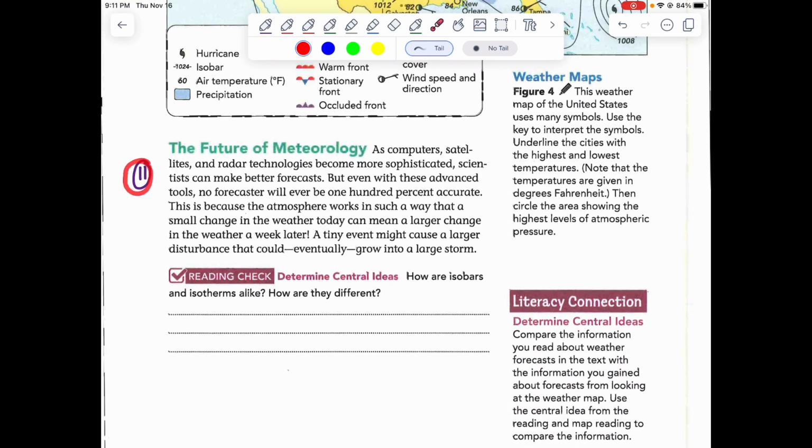Paragraph 11. The future of meteorology. As computers, satellites, and radar technologies become more sophisticated, scientists can make better forecasts. But even with these advanced tools, no forecaster will ever be 100% accurate. This is because the atmosphere works in such a way that a small change in the weather today can mean a large change in the weather a week later. A tiny event may cause a larger disturbance that could eventually grow into a large storm.